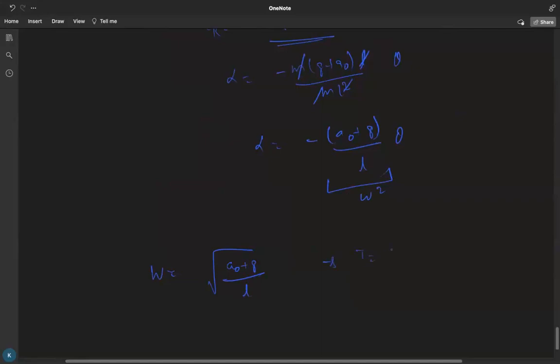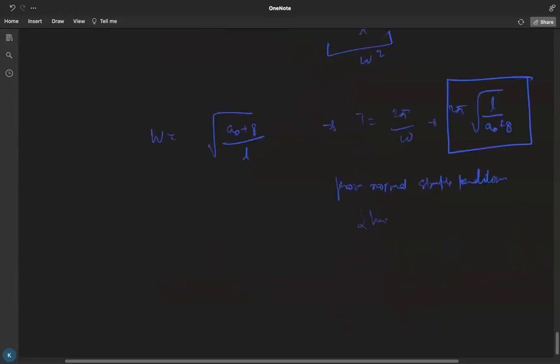That implies our time period is 2 pi by omega, which is 2 pi root under L by (a naught plus g). So here our time period is decreased, because the denominator is increased. So overall the time period is decreased from the normal simple pendulum. Time period is decreased.